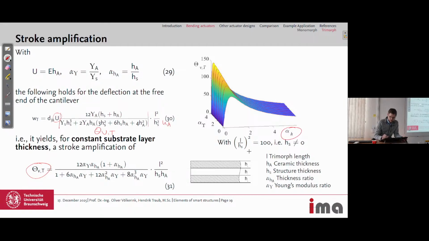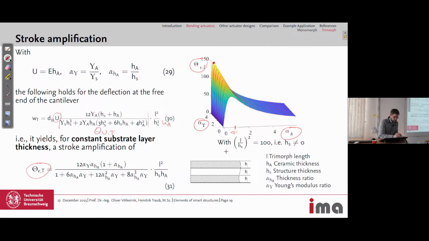Here is the ratio of the thicknesses, here's the ratio of the Young's moduli, and here's the stroke amplification for the trimorph. Here's the top of the curve, at least for the limits we set, and in this case, the ratio here is a bit lower maybe than 1.